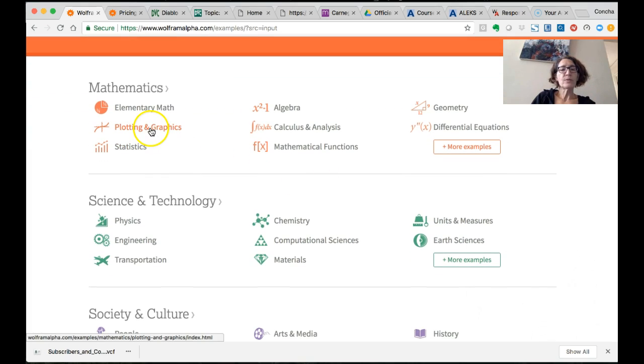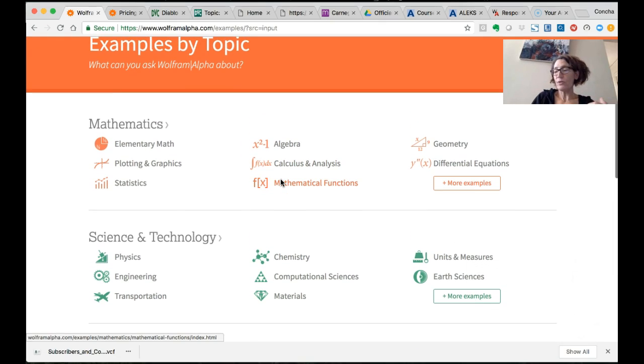You can learn how to graph things. You can learn a bunch of calculus. There's a lot of stuff here, and I encourage you to explore it.